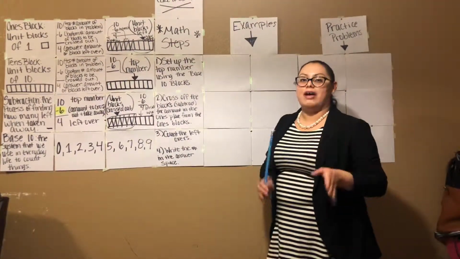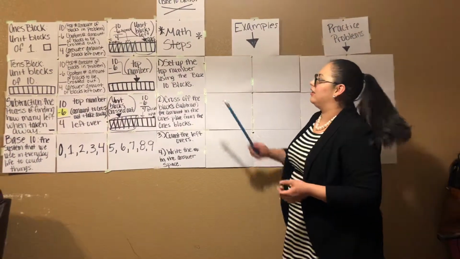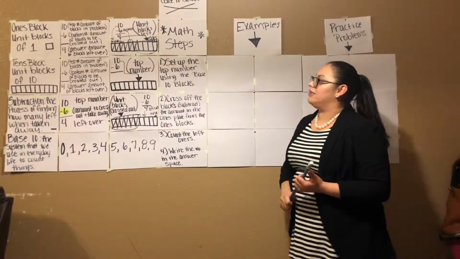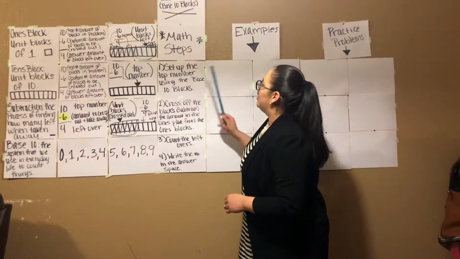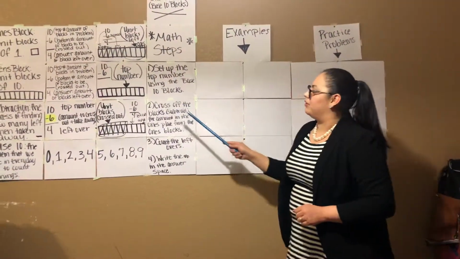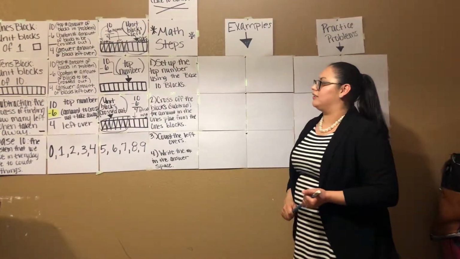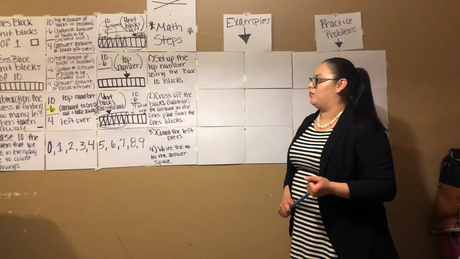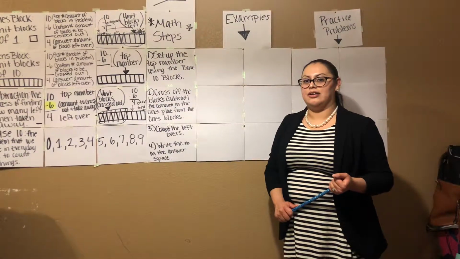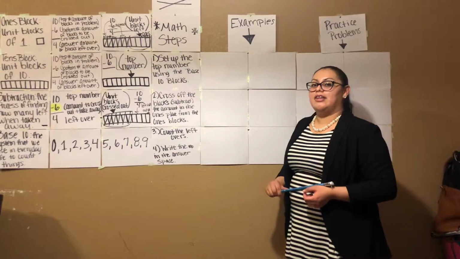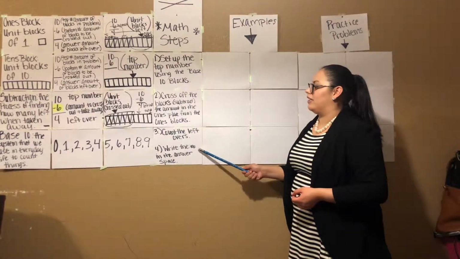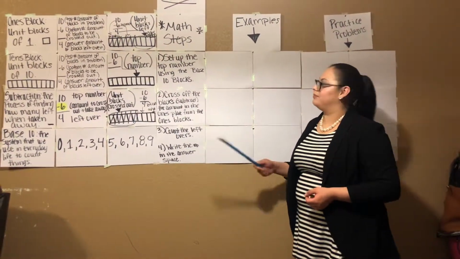Now, let's go over the math steps for today's lesson. First, you will need to set up the top number using the 10 blocks base system. So, we have number 2. Second, cross off the blocks, which is to subtract the amount in the ones place from the ones block. Third step is to count the leftovers. And the fourth step is to write the number in the answer space.